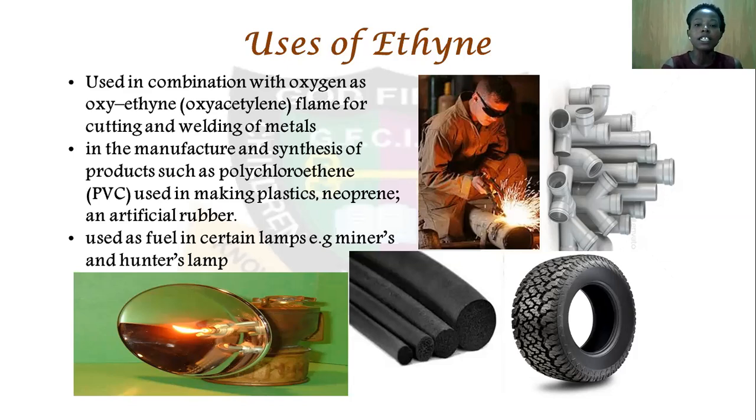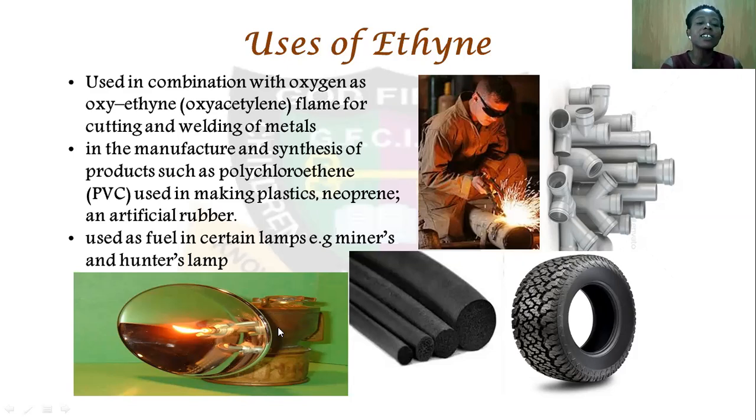So in combination with oxygen, a large amount of heat is produced, which is used to weld metals and to cut metals as well. Then another use is in the manufacture and synthesis of products, like what you have here. You have PVC, polychloroethylene, used in making plastic. You have neoprene, artificial rubber. So these are the uses of ethylene.